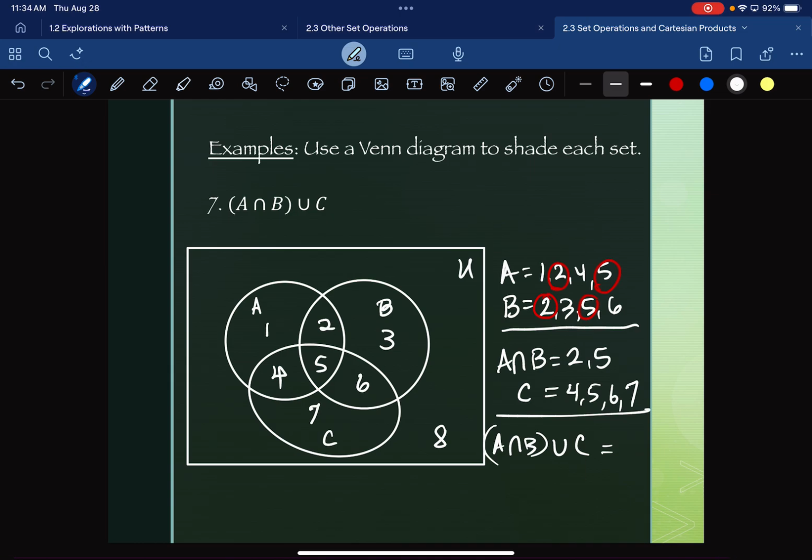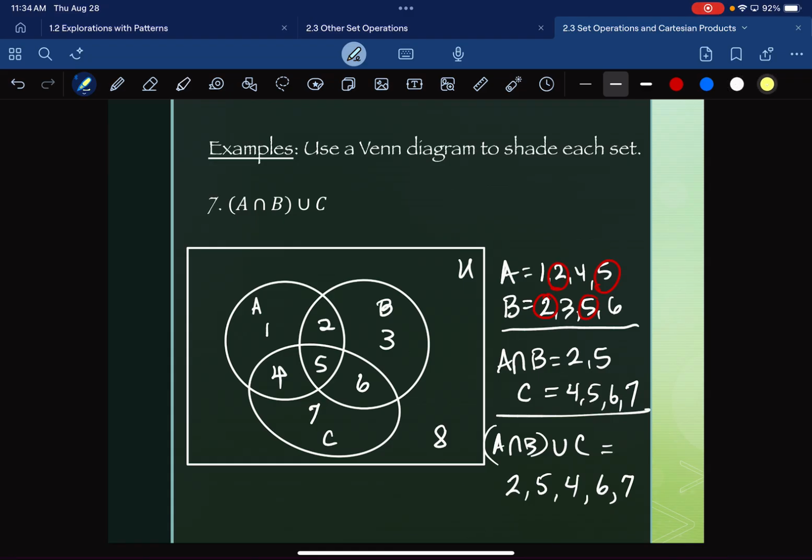All right? So I'm going to get the 2. If you wish, I'll do it out of order. I'm going to get the 5. 2 and 5 come from the A intersect B. I also have a 4. I don't need to rewrite 5, so I'm going to skip over it. And then I have a 6, and I have a 7. Okay? But the answer is the shading that I do.